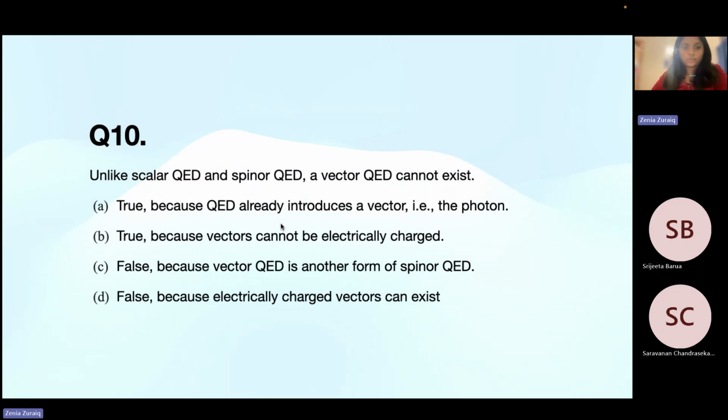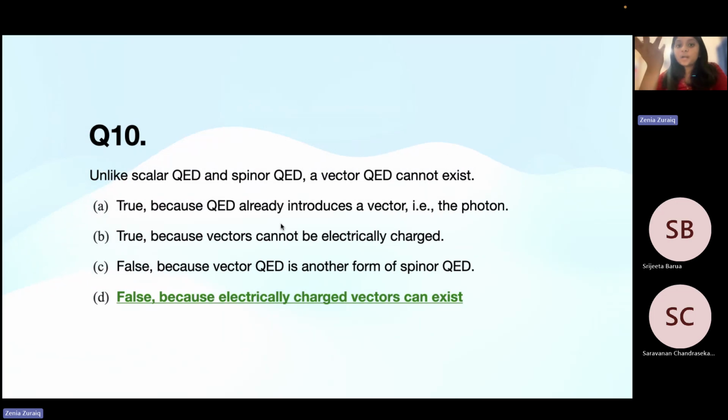Okay, we can maybe go to the answer. So the answer is false. There are vector particles which are still charged, right? The photon, of course, doesn't have any charge. But for example, the W and Z bosons, which are the force carriers of the weak force, are charged. So they do carry electric charge, and if we are going to write a theory of their interactions, that's going to be a vector QED.